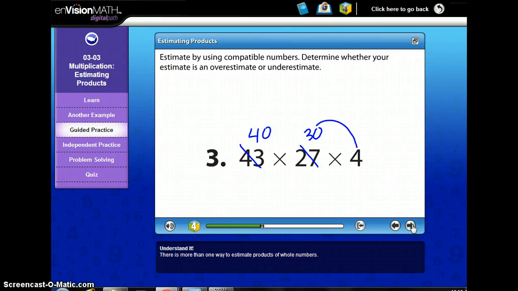30 times 4, which is? Okay, so now we're left with 12 times 4. Can you do that in your head? Not many people can. I don't know if this was a good choice. Nope, it's not. I don't think we should have changed 27 to 30. I think there's a better number. Cole?